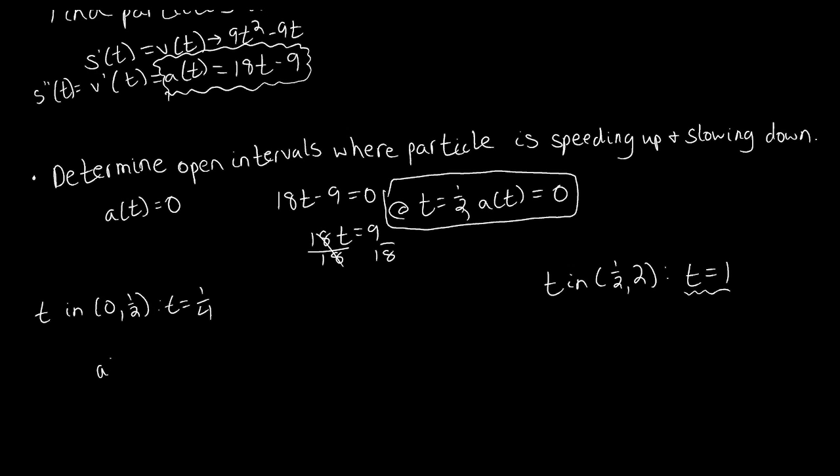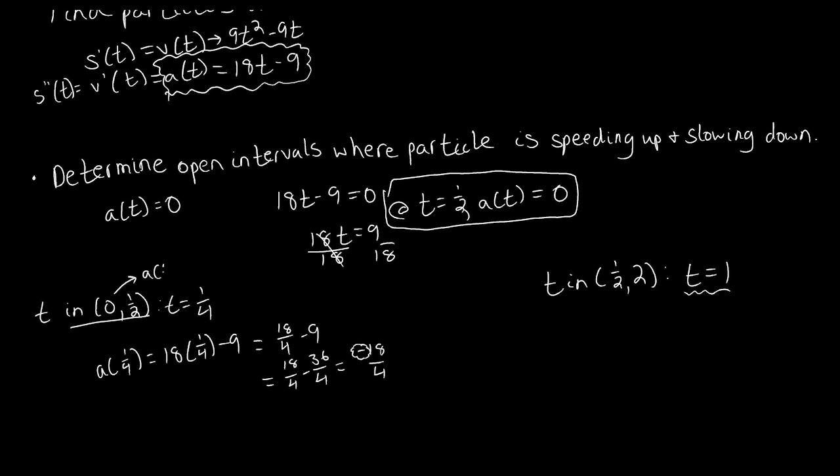So if we have a of 1/4, that's going to translate to 18 times a fourth minus 9. And this is 18 over 4 minus 9, or 18 over 4 minus 36 over 4, which is negative 18 over 4. This negative sign, what does that tell us? That in 0 to 1/2, acceleration is negative.